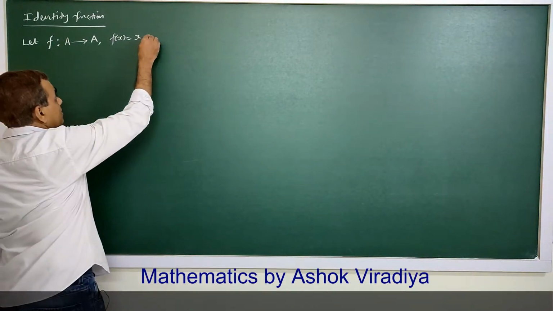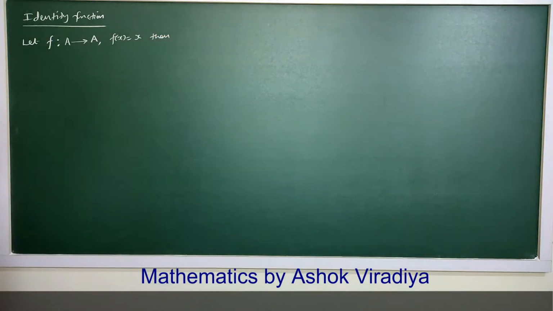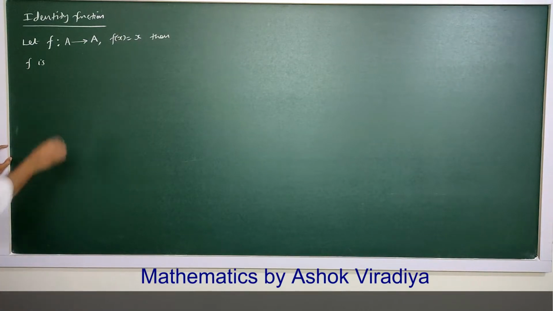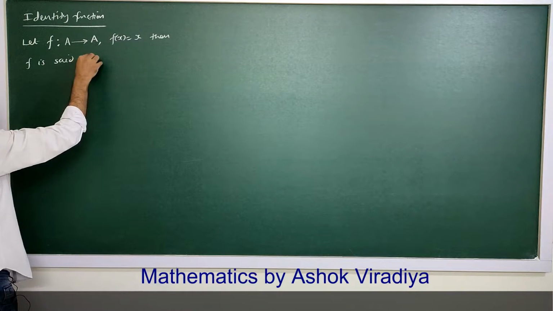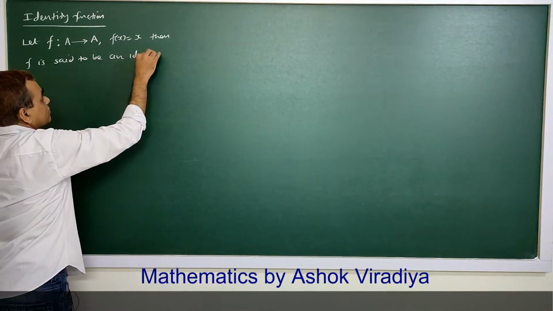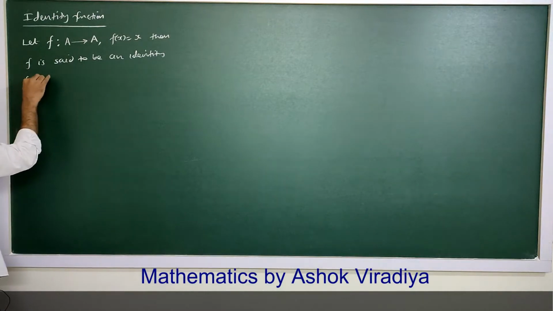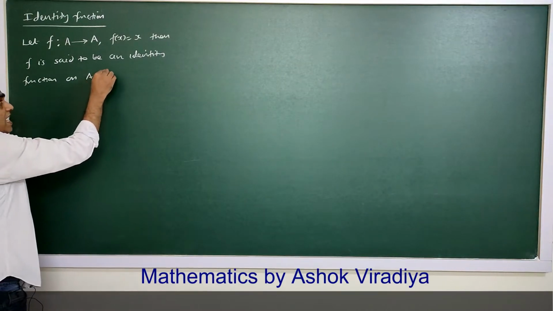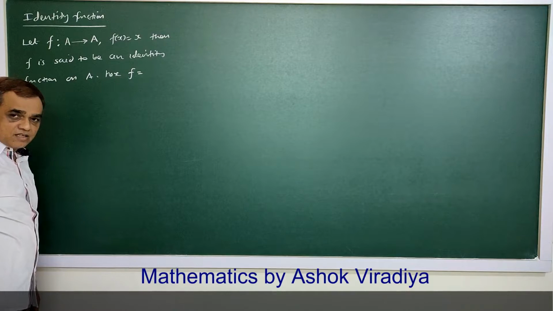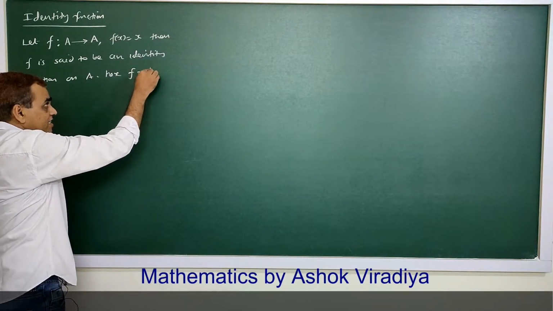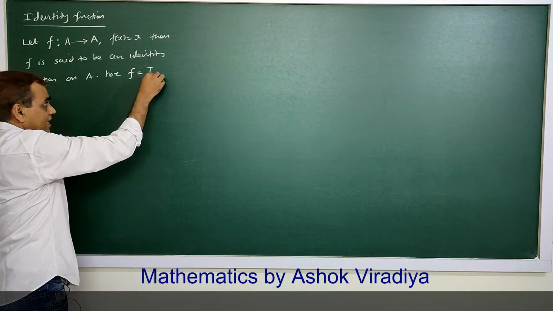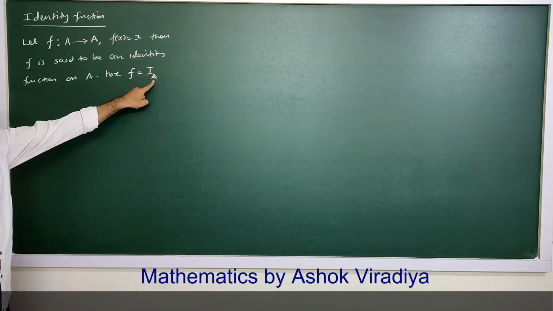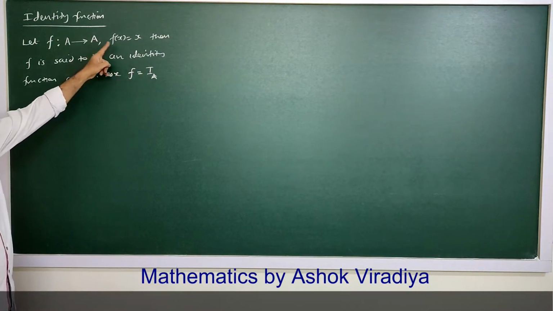So this function is said to be an identity function on set A, and in short, f is denoted as identity function on A. This is the symbol, identity function on A. It means this function has domain A, codomain A. It keeps element unchanged.